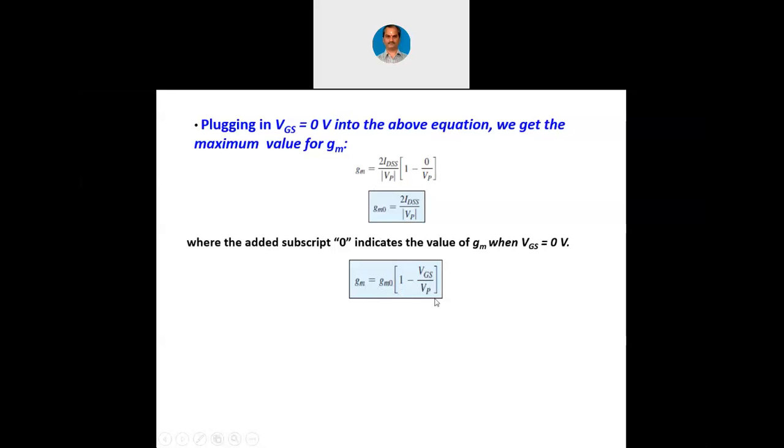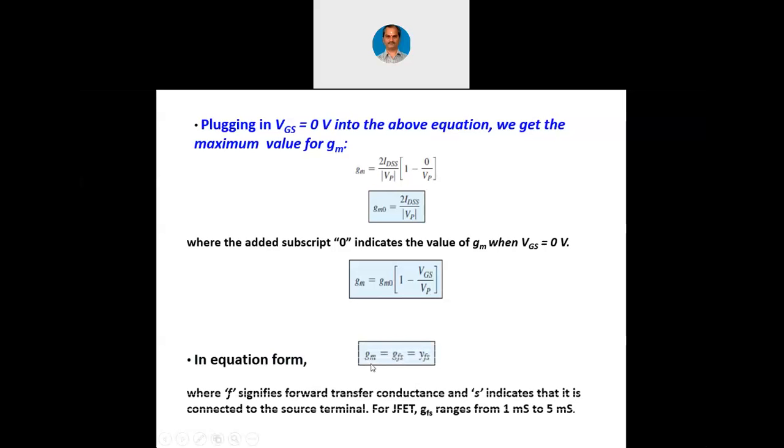Now look at the beauty. If at all we get this gm0, then we can easily find out gm at any VGS. The manufacturer will be giving us IDSS and Vp, so we can immediately find out gm0. Once we find out gm0, for any value of VGS, we can simply substitute gm equals gm0 into 1 minus Vgs by Vp. That way, when we know the Q point VGS, we can easily deduce the transconductance at that point. That is why I told you, you should remember gm0 also, which is going to be useful for us.